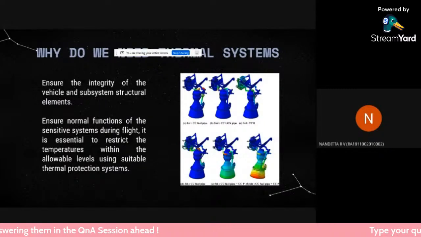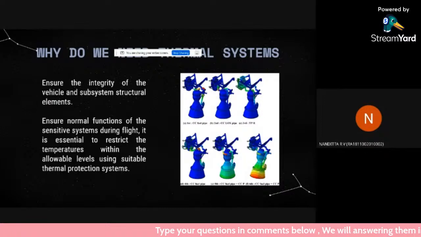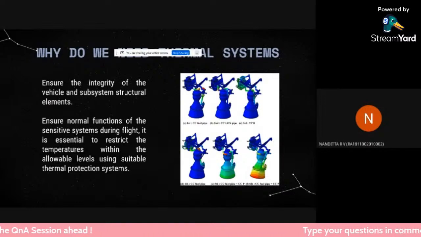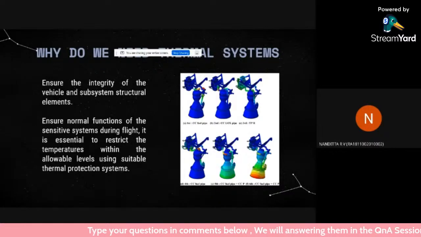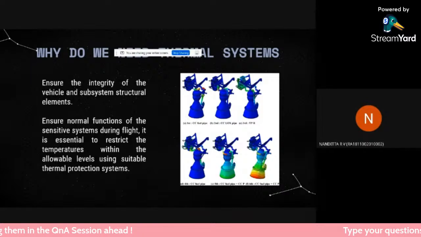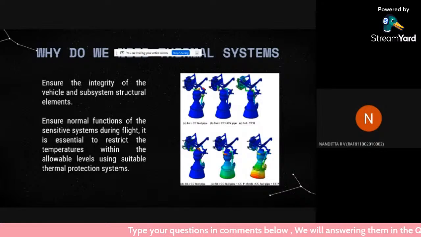So why do we need these thermal systems? What is the use of having them? What is the importance of having them? So we need thermal systems in order to ensure the integrity of the vehicle and subsystems and the structural elements available in the vehicle. Also the electronics, which fall under the avionics bay. And we need to ensure that these parts are under normal functions. That is, some parts are sensitive to heat, temperature, whereas some are sensitive to pressure. We need a thermal system in order to protect all these and maintain the temperature at allowable levels in order to protect them from harsh environments.